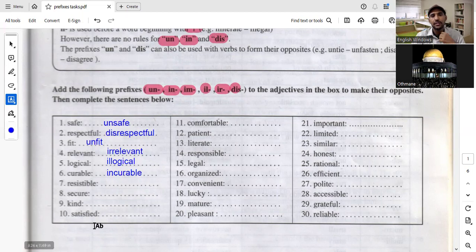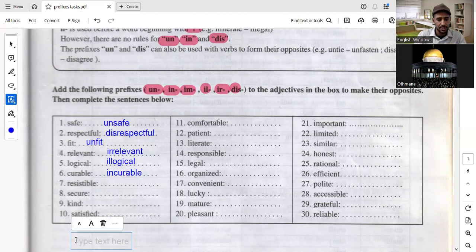Curable first. Okay, so you have curable. When you find able here, it means it can be done. Curable means it can be cured, right? You know what it means to be cured, to be treated. We say coronavirus is curable. It can be cured, right? We can find a medicine for it and then treat the disease.